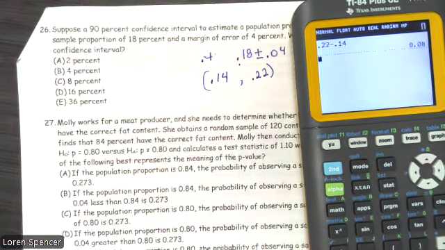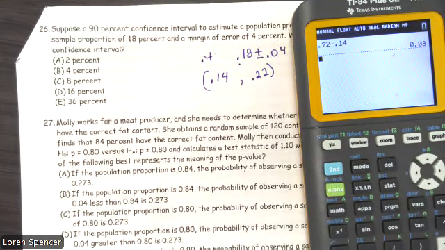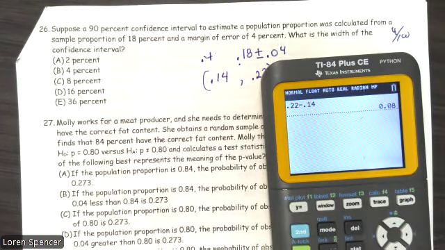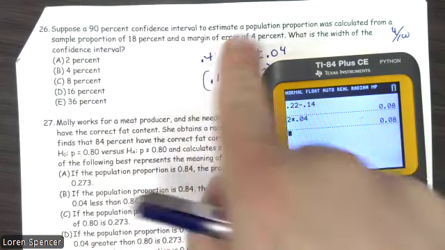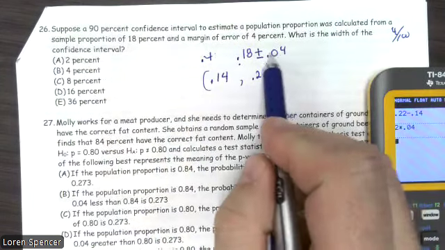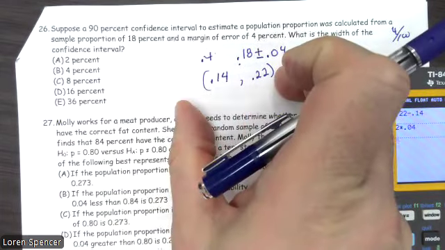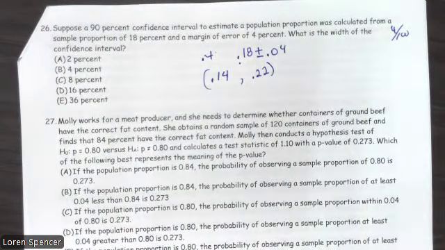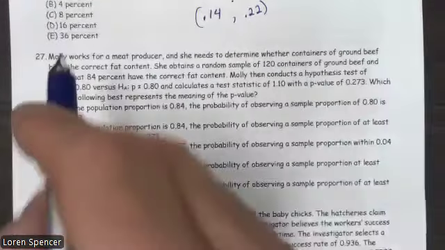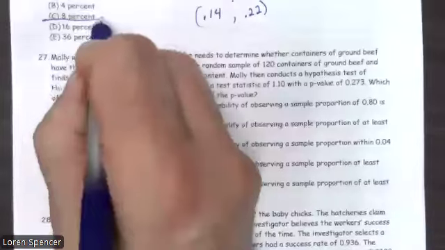So 26 is C. Now, there was a shortcut to that. I could have just gone 2 times 0.04, and that would have done the same thing because I'm adding and subtracting. So we can just double our margin of error, and that would tell us how wide our interval is. So 26 is C.